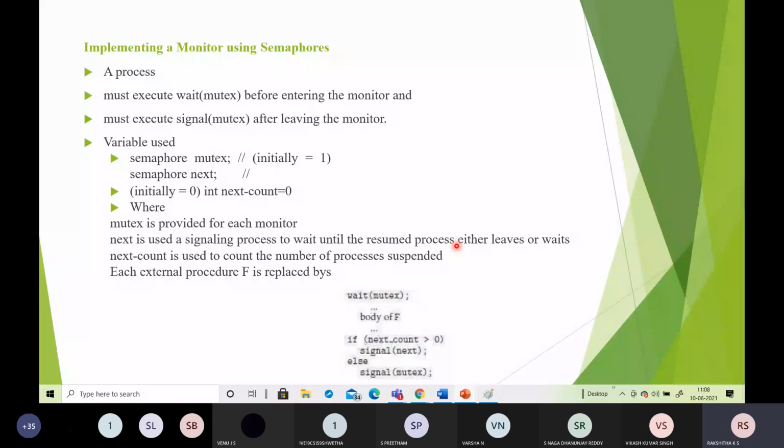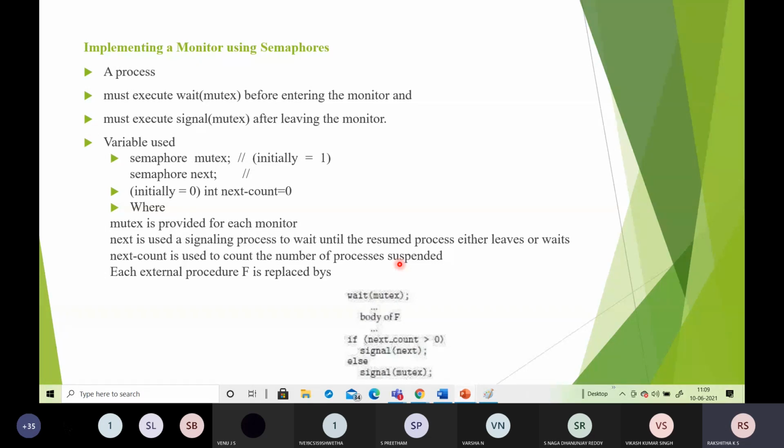For example, if we are using two or more monitors, or maybe a single monitor, and process P1 is utilizing the shared variable, then P2 must wait until P1 gets the resources from the shared memory via the procedure. Only then can another process enter the critical section, that is, enter the monitor by using the procedure.